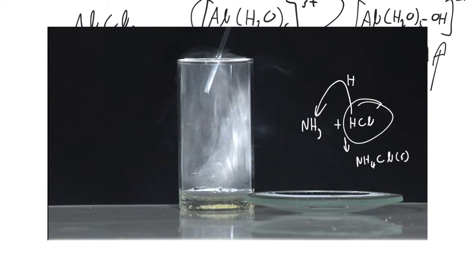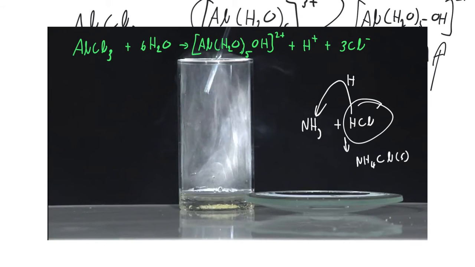Another way to test for the HCl, of course, you can use damp blue litmus paper, which will change to a red color. The overall equation then, aluminium chloride plus water will form this complex ion where one of the water molecules has donated an H plus or a proton, and that proton can potentially combine with some chloride ions to form HCl, which we observe as the white steamy fumes.